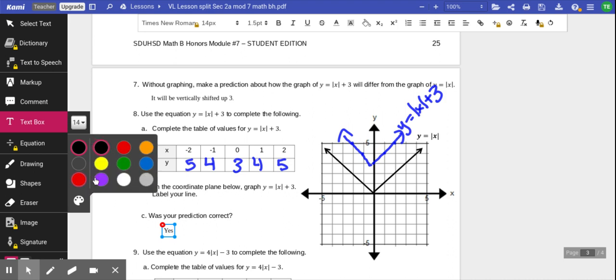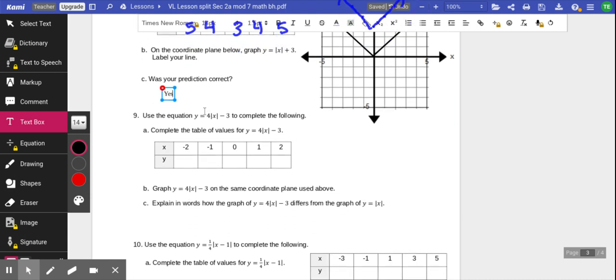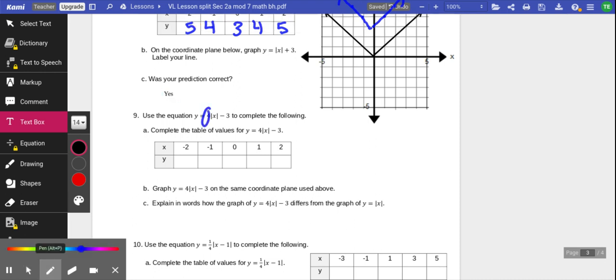All right, so now I'm going to think about the next one. So here, the 4 in the front, that is going to mess with my slope. This messes with your slope. And the -3 at the end, that's going to shift me down 3. Okay, so I can look at the equation and know what's going to happen. Or I can make a chart and plot points.